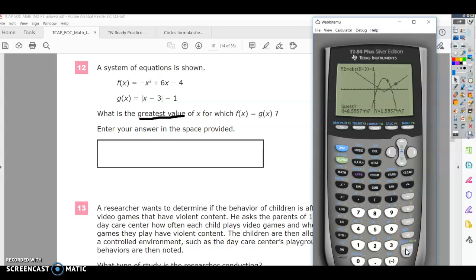So hit enter. It's going to say guess. If you hit enter again, that tells you that your ordered pair is 5, 1. And if your ordered pair is 5, 1, that means your x value is 5. And it says what is the greatest value of x? So we only need the 5.